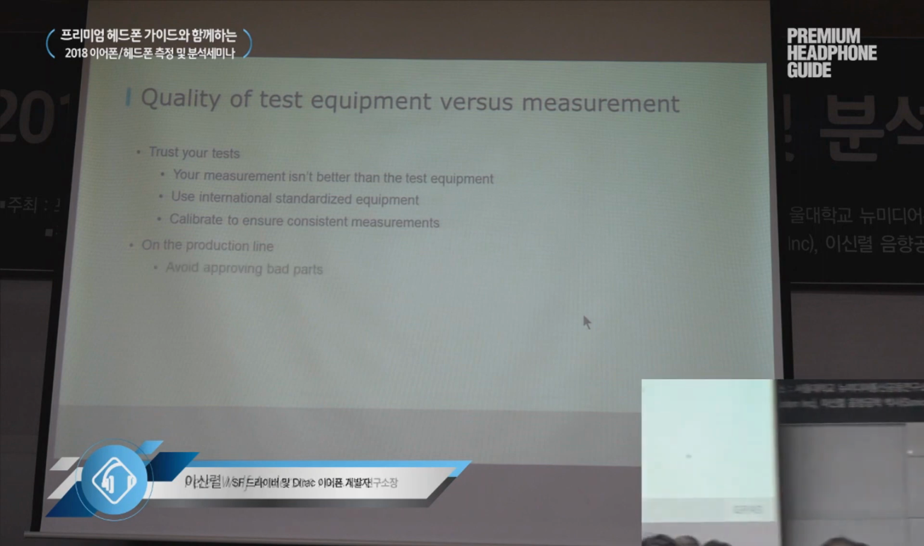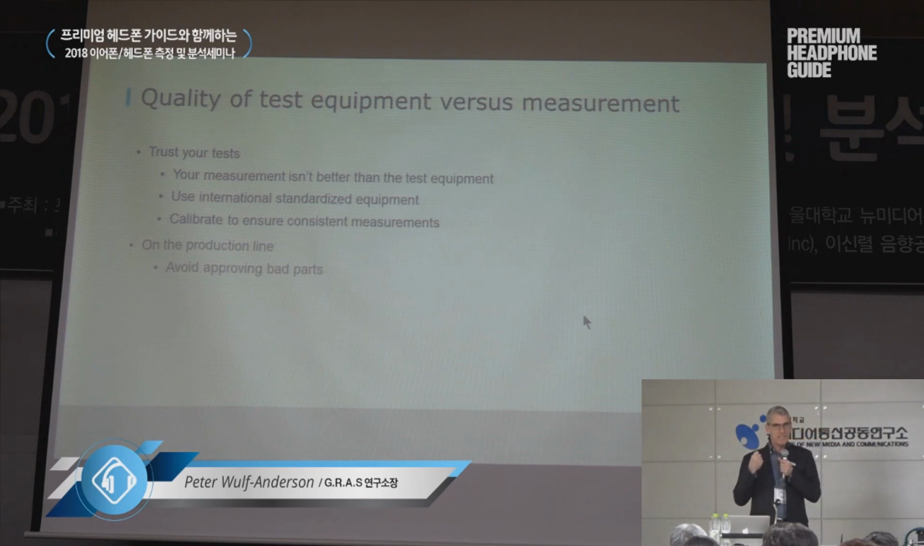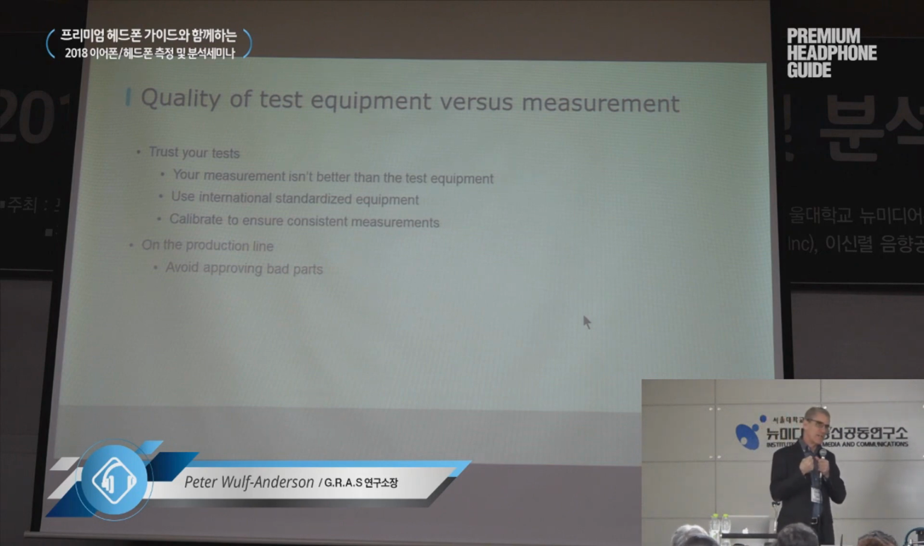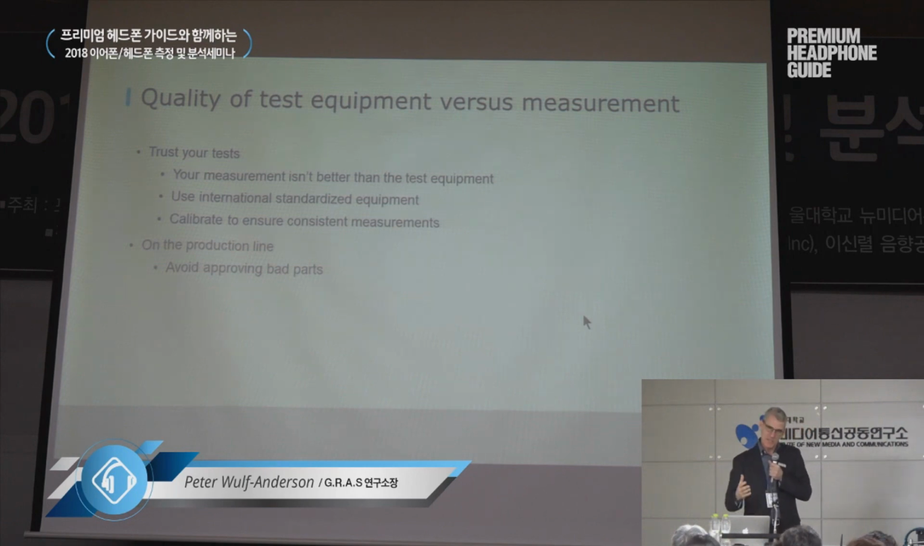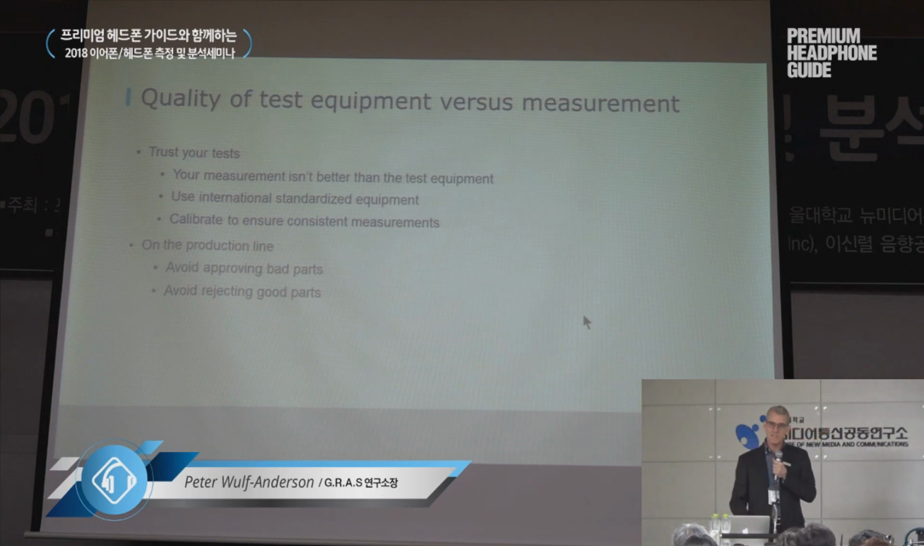So the reasons for mentioning these things is also that when you are testing on the production line, again, if you use good high quality equipment, you can make sure you avoid approving bad parts, and you definitely don't want to send parts that are not fulfilling specs on the market. The customers don't like that. And you can also risk actually rejecting parts that are fulfilling your specs because the equipment is not giving you the right result.